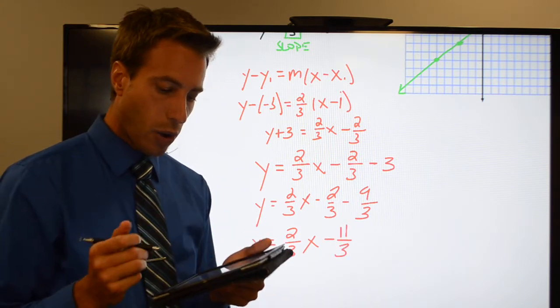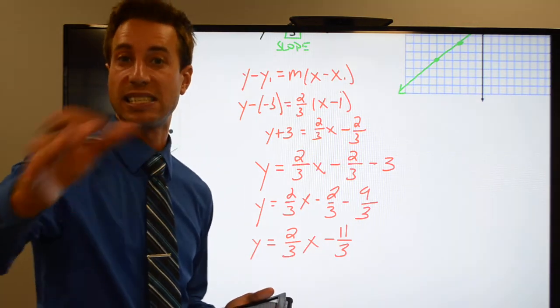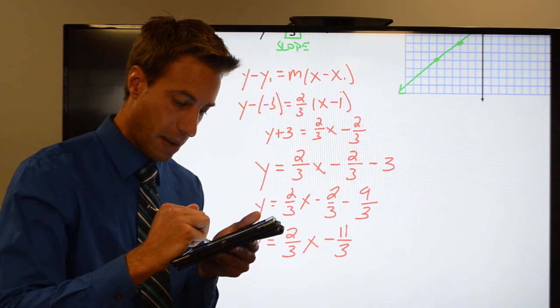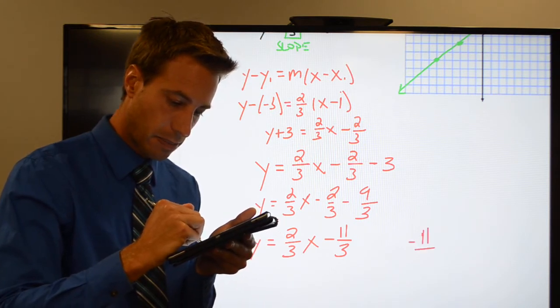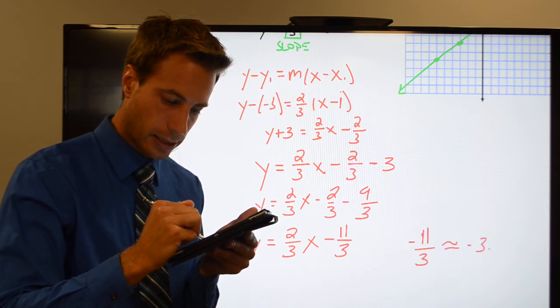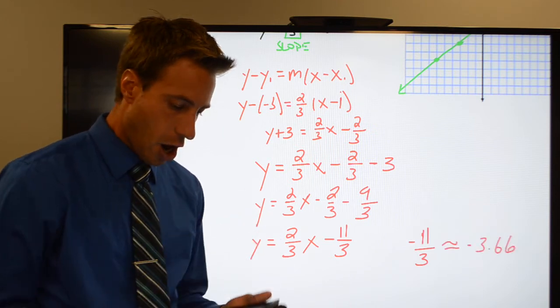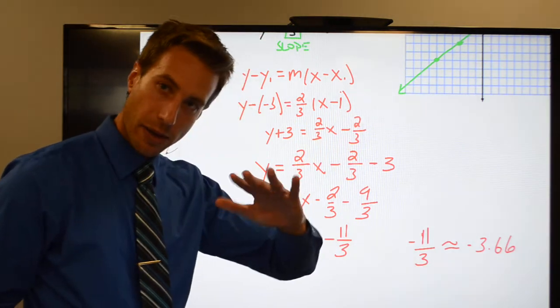11/3. Well, what is negative 11/3? You plug that into your calculator. I get negative 3.66 repeating, or about. So negative 11/3 is approximately negative 3.66. All right, so now I know what my y-intercept is. It's a negative about 3.66.